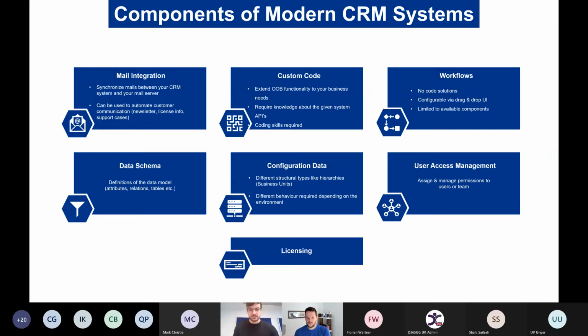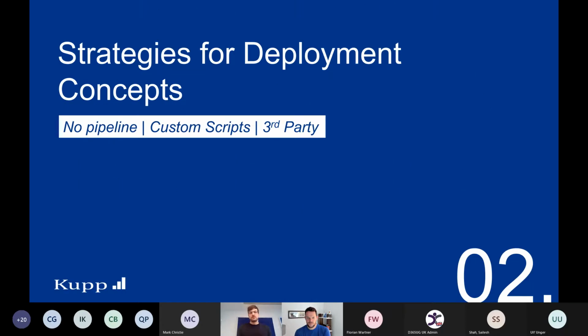Okay, this one is fine so far. Okay, strategies. Well, I already mentioned that I think there are three basic strategies here. You can say no pipelines, which basically means you do it manually. You just export zip file solutions, import them, and then you have to do those Excel imports on top.